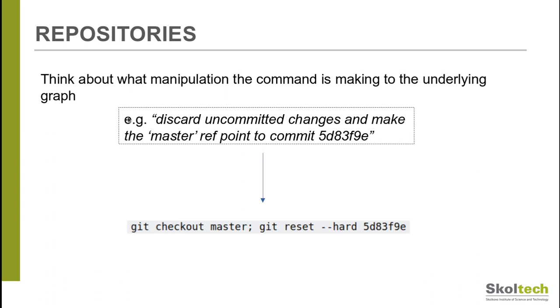Whenever you are typing in any command, think about what manipulation the command is making to the underlying graph data structure. Conversely, if you are trying to make a particular kind of change to the commit graph, for example, discard uncommitted changes and make the master ref point to a commit with this hash, there's probably a command to do it. For example, in this case, git checkout master and then git reset --hard to this hash.